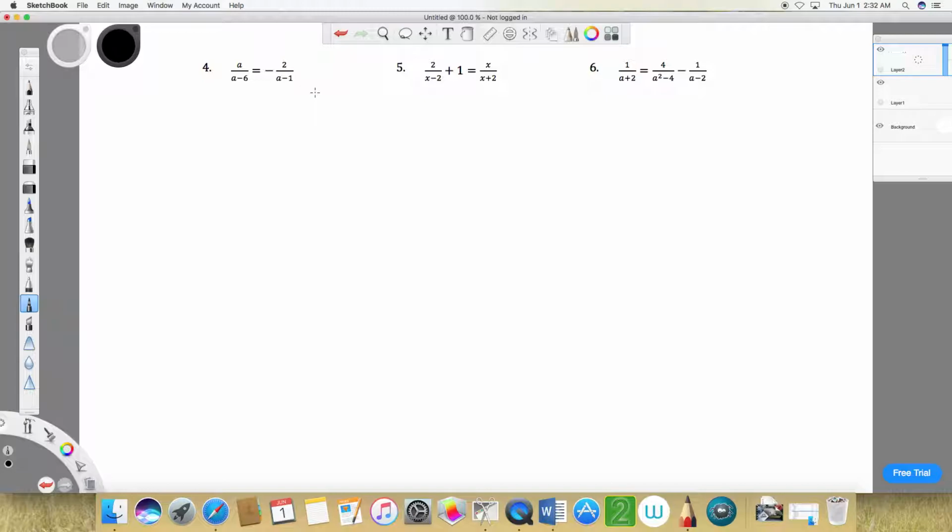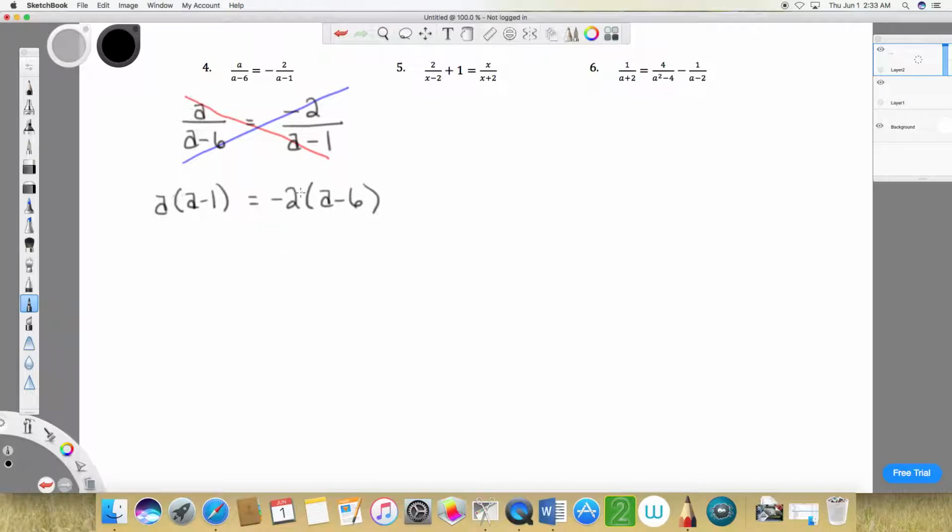So our technique to solve number 4 is going to be to cross multiply. With this negative sign here, I'm going to put it in the numerator. So I've got a divided by a minus 6, and negative 2 divided by a minus 1. I'm going to multiply along this diagonal and then multiply along the other diagonal. That's why it's called cross multiplication, because you're crossing over that equal sign, and we're going to take those two products and set them equal to each other. So multiplying along this red diagonal, we have a times a minus 1. Multiplying along this blue diagonal, we have negative 2 times the quantity a minus 6.